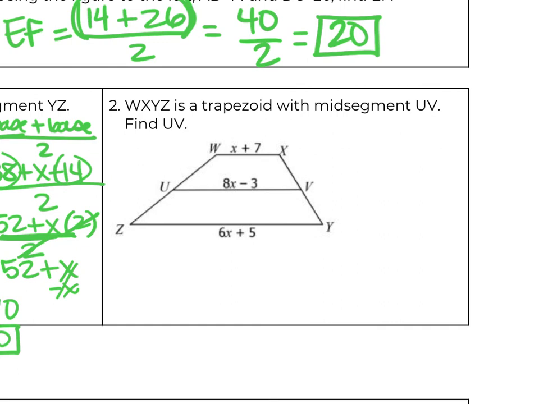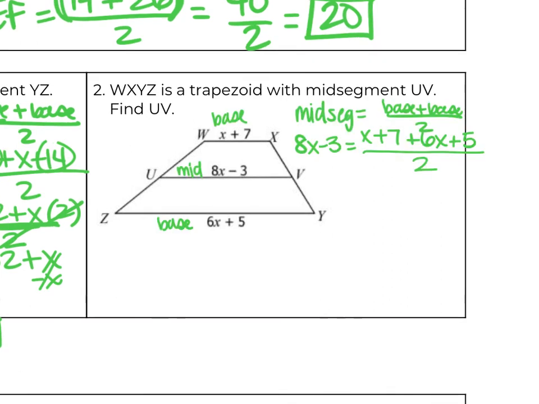Okay, and last question. WXYZ is a trapezoid with mid-segment UV. Find UV. So I want you to try to set up this equation. So take a minute here, see if you can set that up. Pause the video if you need. Okay, here's what you should have plugged in. So I labeled the bases and the mid-segment on the figure. That helps you identify what goes where.